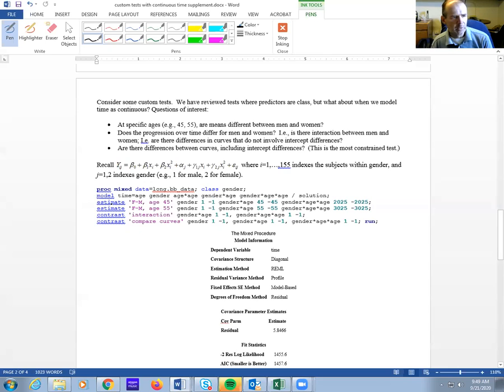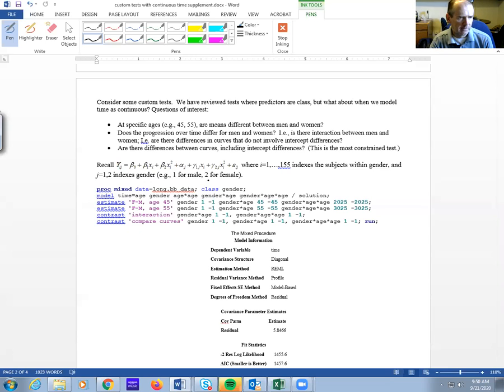And again, like I talked about last time, one of the easy ways to do this is to actually figure out what is the estimate for the women at age 45? What would all the coefficients be? And then do the same thing for the men. Take the difference, and then it becomes clear which ones are falling out, which ones are not falling out.